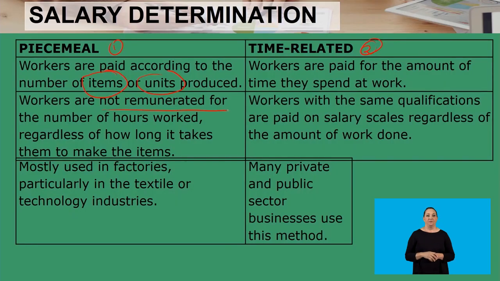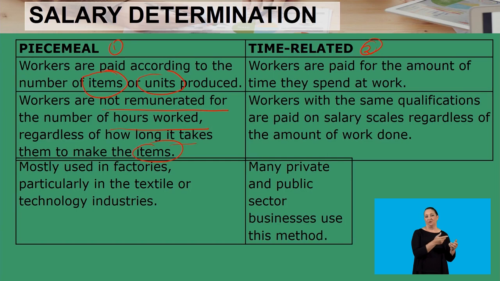Let's say per unit, or per box, or per item, you're getting 50 rand. So per day you are expected to have at least 5 boxes. That 50 rand is going to be multiplied by 5 boxes, and that we call piecemeal. It's not about the time that you started at 6 and ended at 10. Your payment will be based on what you have produced on that day. So workers are not remunerated for the number of hours worked, regardless of how long it takes to make those items. This is mostly used in factories, particularly in the textile or technology industries.